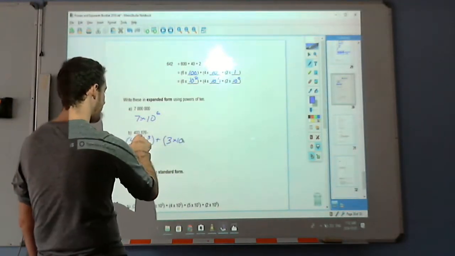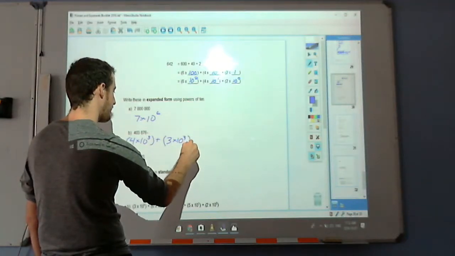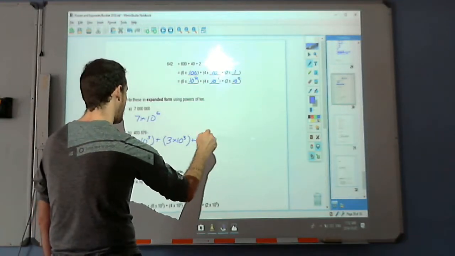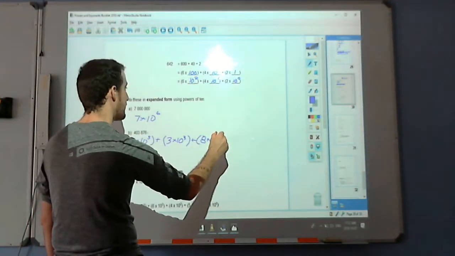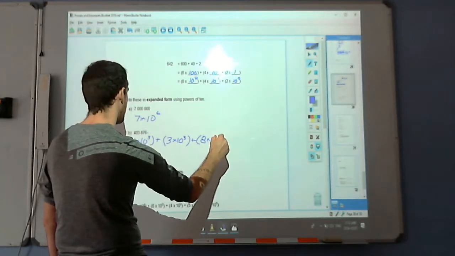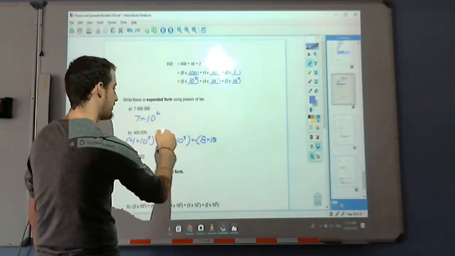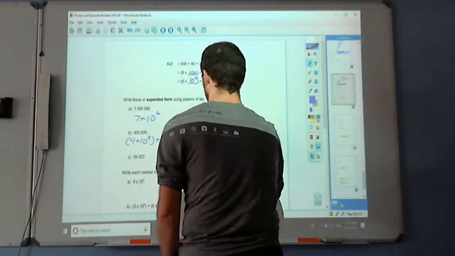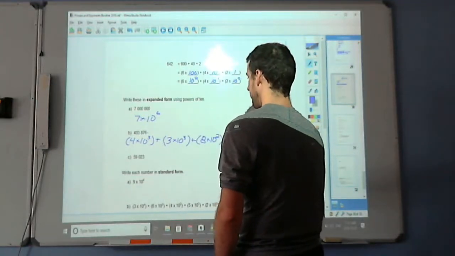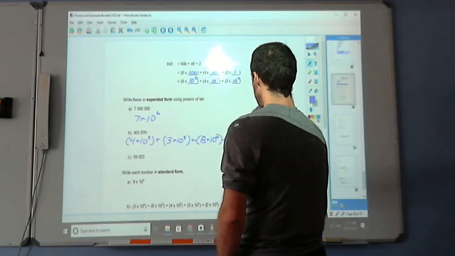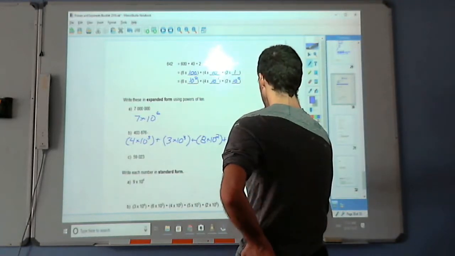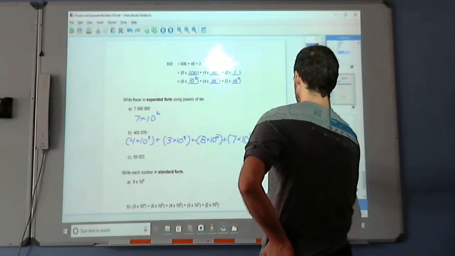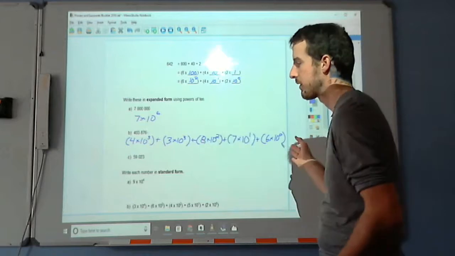3 times 10 to the power of 3, and then plus 8 times 10 to the power of 2, plus 7 times 10 to the power of 1, and plus 6 times 10 to the power of 0. Okay, so that's how we can write it up.